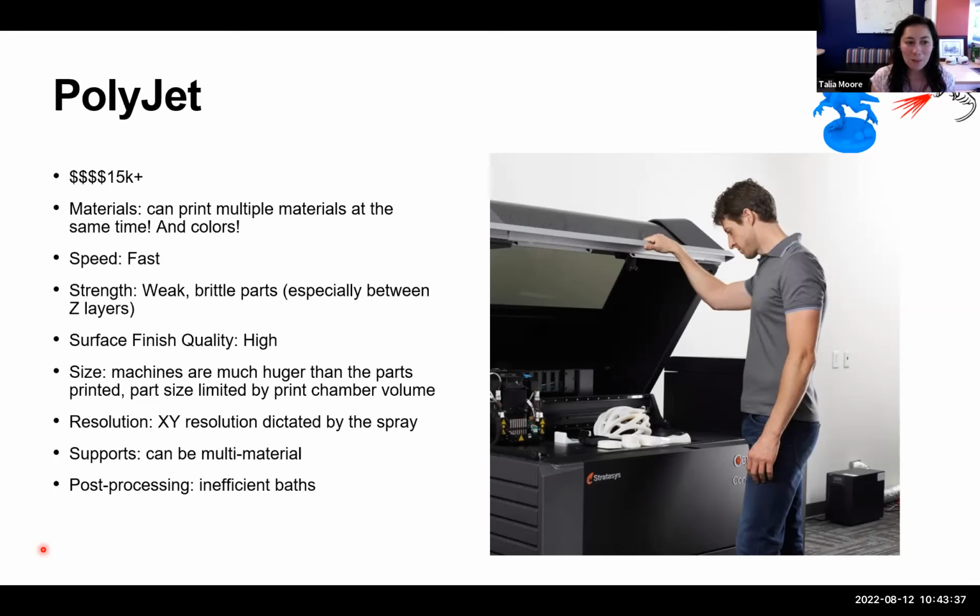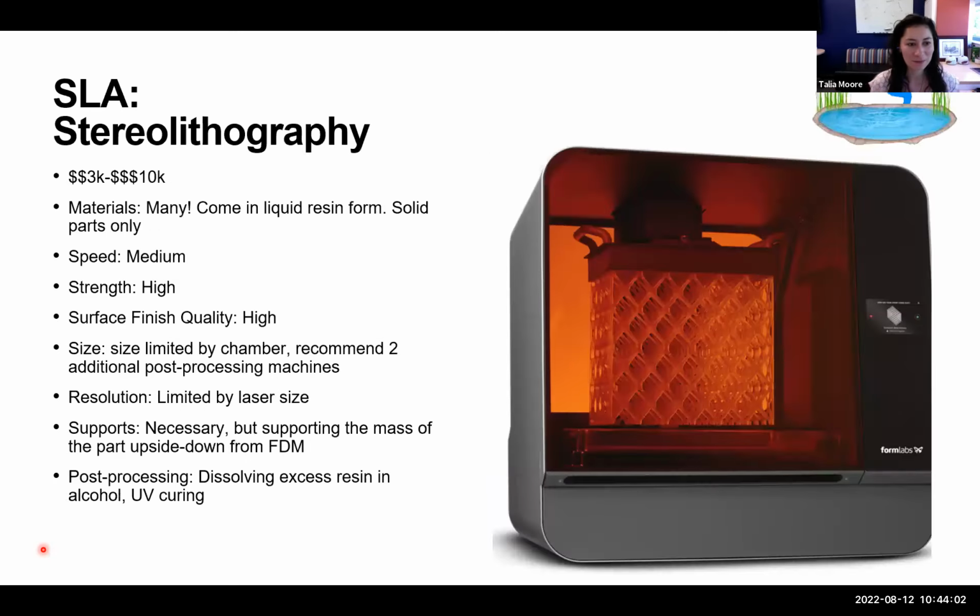You can print multiple materials at the same time. You can print multiple colors. It's basically like you're taking this resin and spraying it in place, and then you're using light to cure it and harden it in place. So it's really fast, and it has this beautifully high surface finish quality. But it can be pretty inefficient to do post-processing. Okay, we can move on to the next slide.